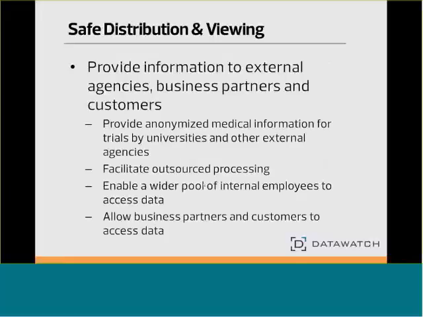Safe distribution and viewing. So this is providing information to external agencies, business partners and customers. Here's a few examples. Provide anonymized medical information for trials by universities and other external agencies. Facilitate outsourced processing. Enable a wider pool of internal employees to access and process data, and allow business partners and customers to access and process data.